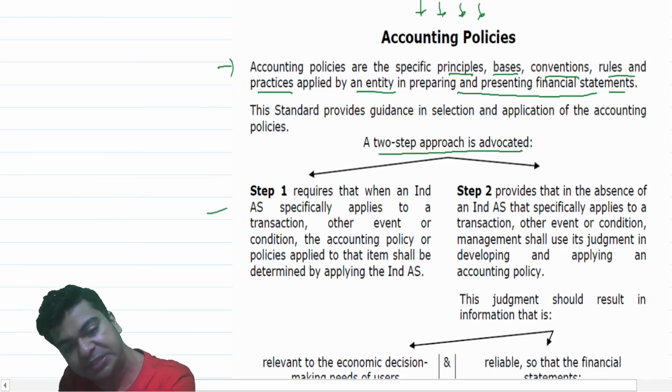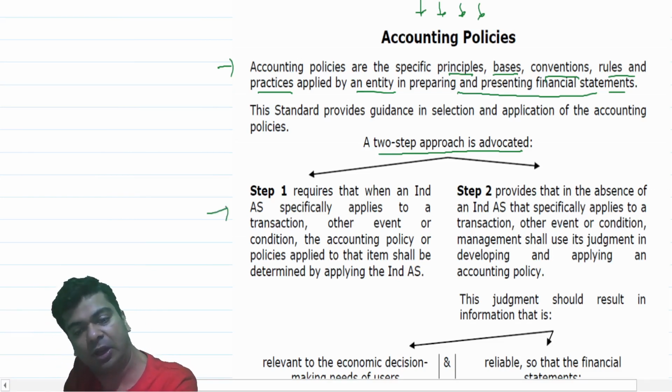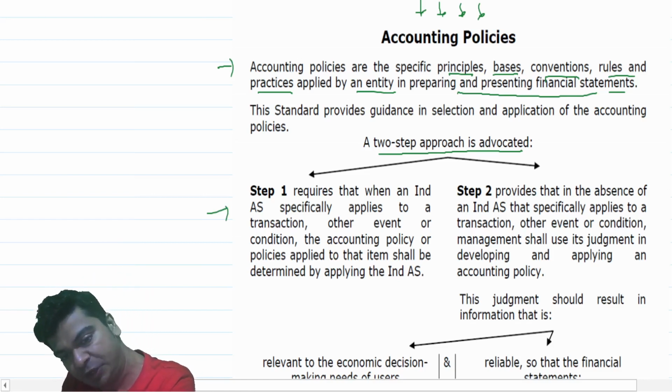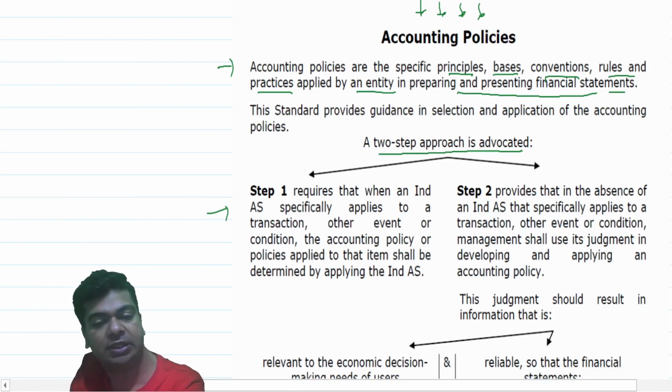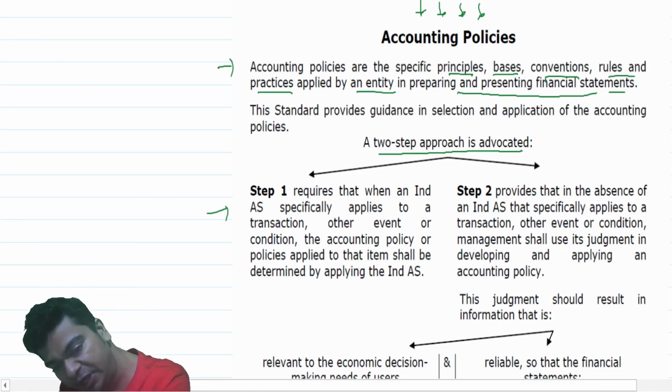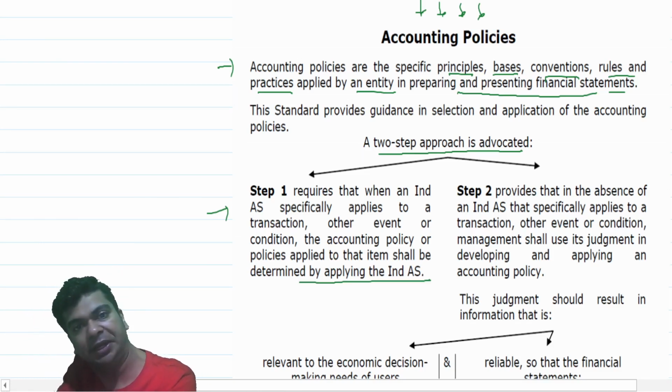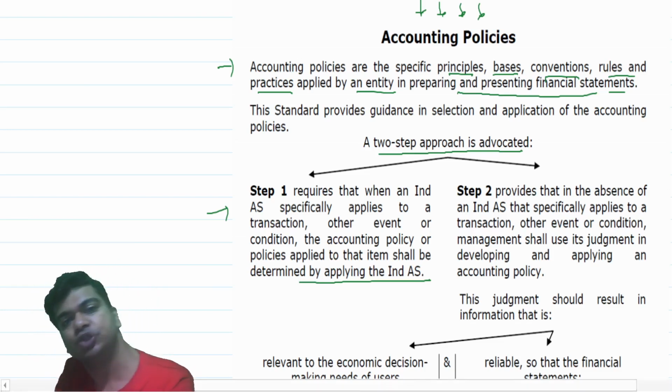First, we check with step 1. They are saying step 1 requires that when an Ind AS specifically applies to a transaction, other event or condition, the accounting policy or policies applied to that item shall be determined by applying the Ind AS. If you have an applicable Ind AS, then naturally that has to be the first choice.